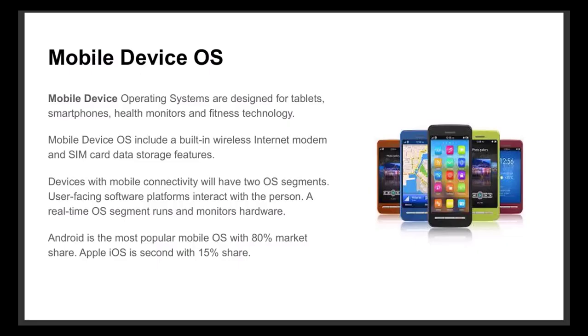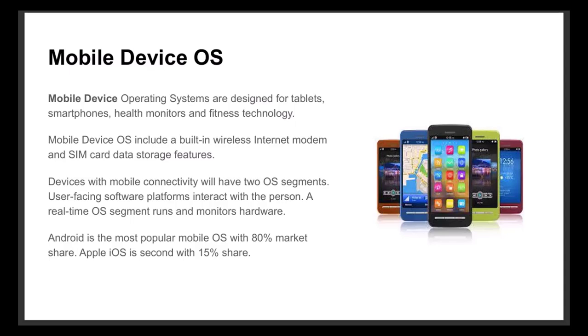Another type of operating system is a mobile device OS. These are operating systems that are designed for mobile devices such as tablets, smartphones, and health monitors. Your mobile device operating system will have a built-in wireless internet modem that allows us to connect to both 802.11 wireless and cellular networks. Your mobile device operating systems will also allow for device storage. This can be storage of data directly on the device or other functionalities such as SIM cards.